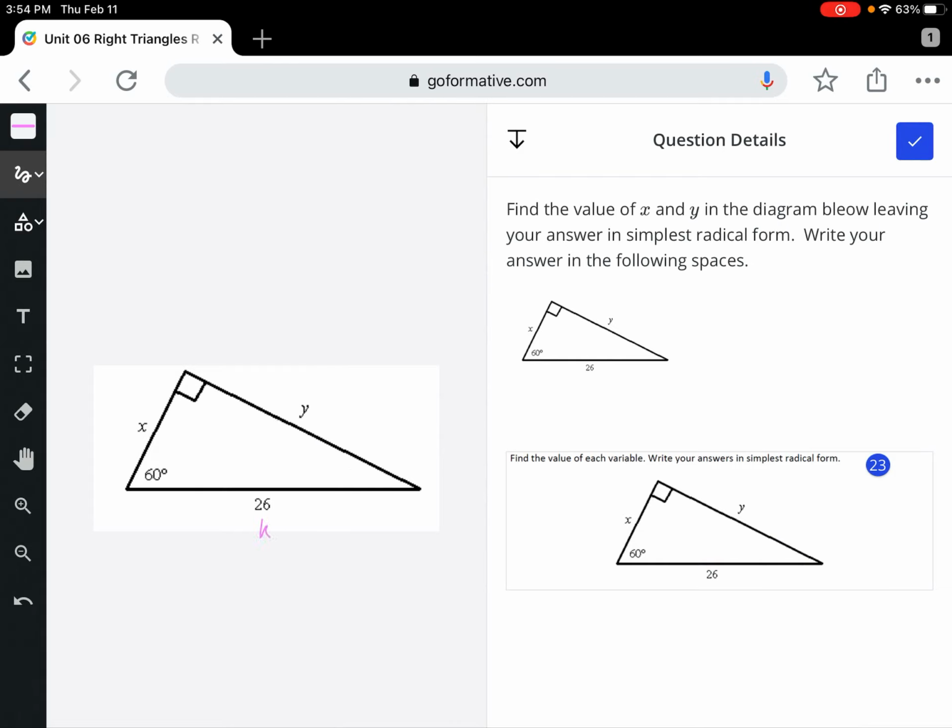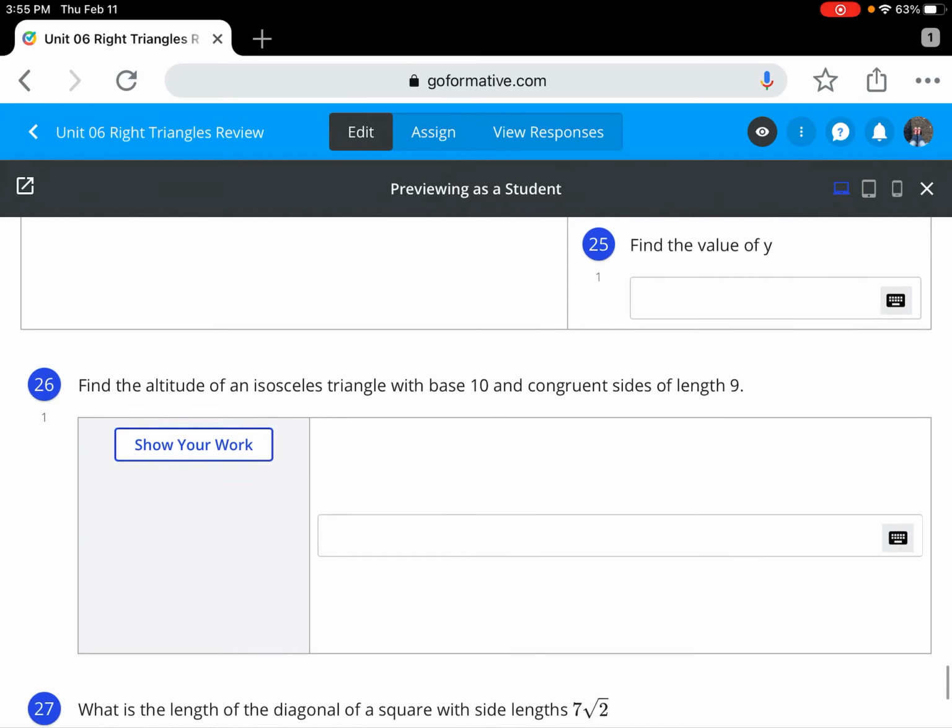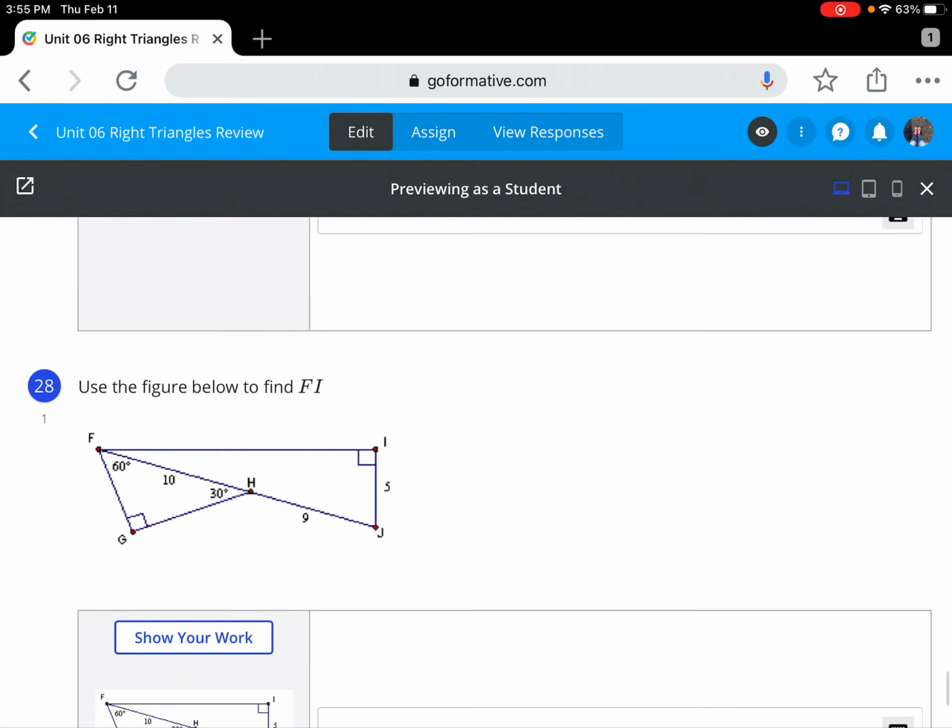Okay, next one, finding x and y. This is super simple, because this is my hypotenuse, this is my short leg, this is my long leg. I know my hypotenuse is 2 times my short leg. If my hypotenuse is 26, it's going to be 2x, so my x had to be 13. I also know my long leg is my short leg times radical 3. My long leg is y. So y is 13 radical 3. And so those are your answers for those two.